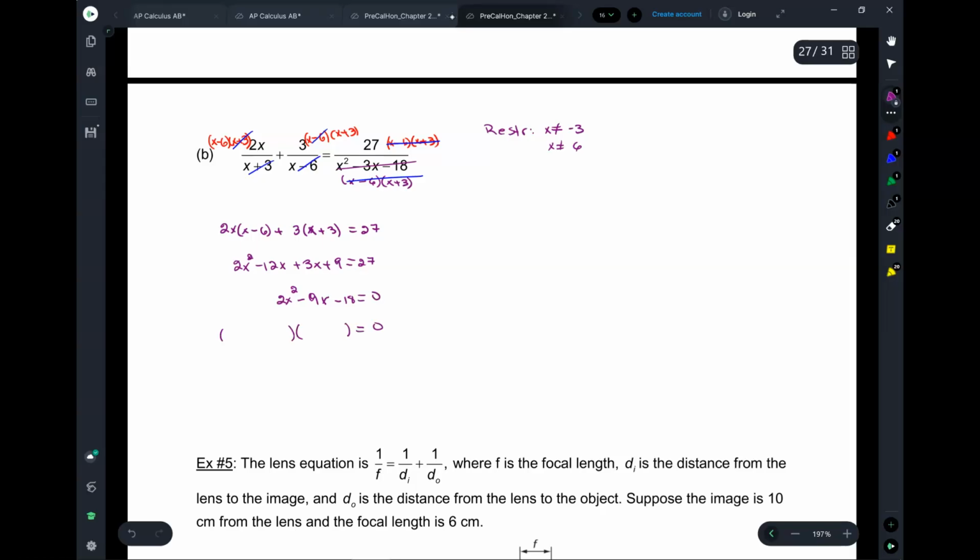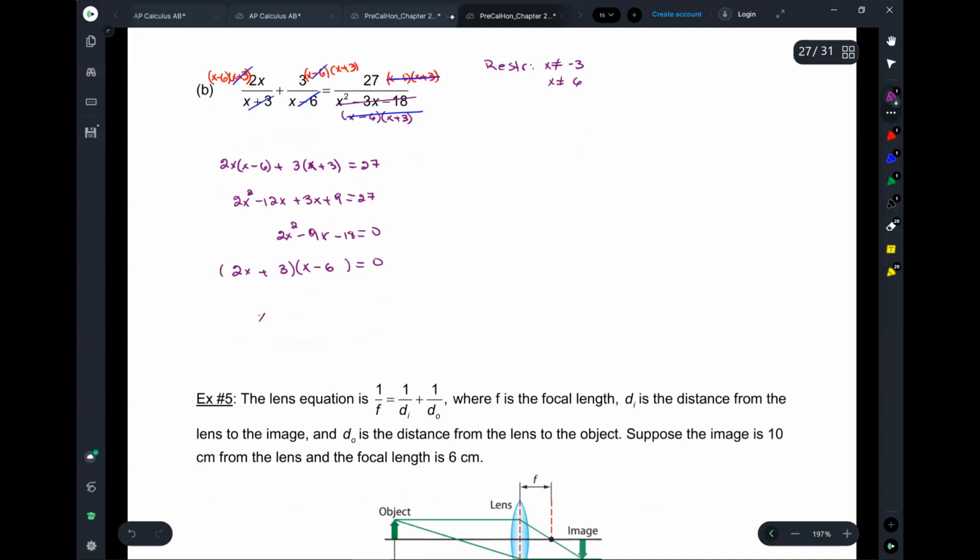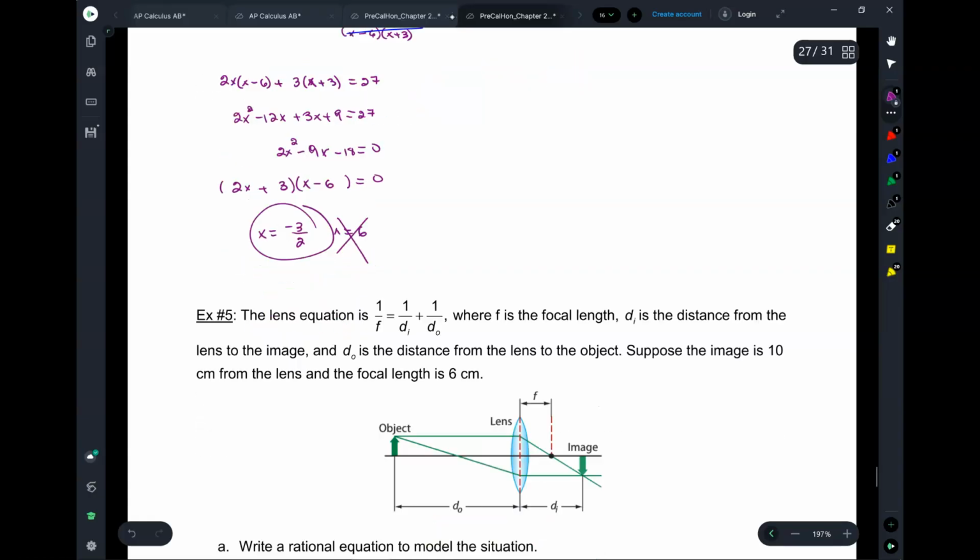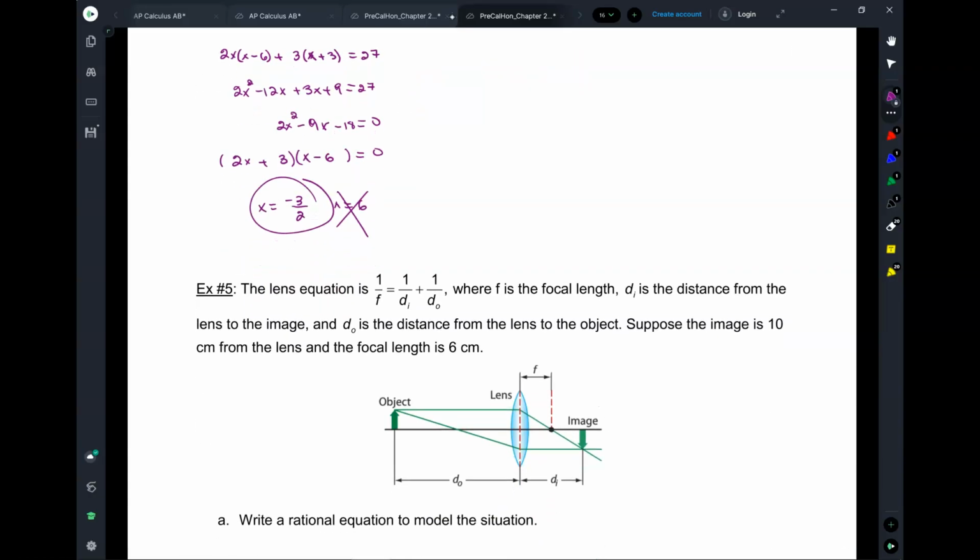Let's factor. I get plus 3, minus 6. Okay, so here I get x is equal to negative 3 over 2, and x is equal to 6. But since 6 is a restriction, I cross it out, so the only solution is negative 3 over 2. Okay?